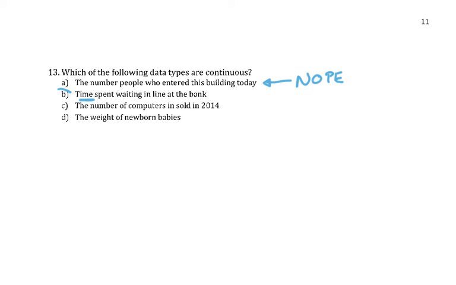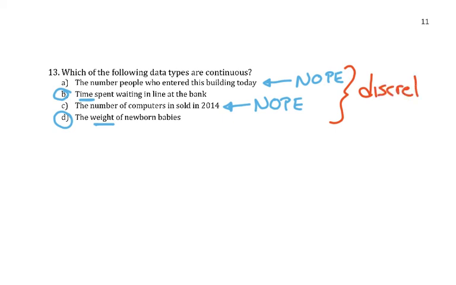Time is continuous. The number of computers sold. Nope. You can't sell half a computer. Well, you might be able to, but that's not what we're talking about. Weight is continuous. So what are these others? What would you call them? These are discrete.